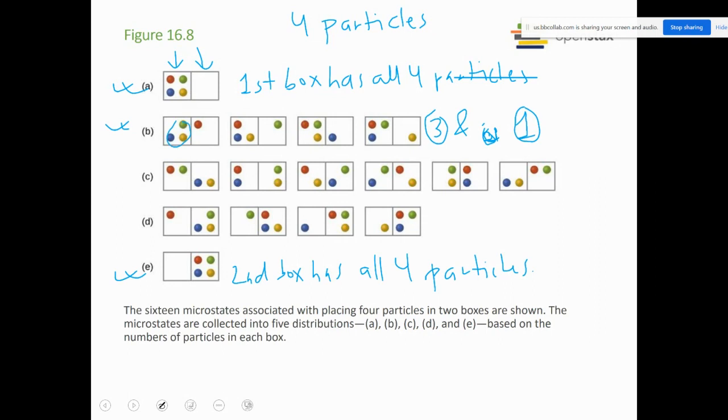Three particles in the first box, one particle in the second box. All right. Let's look at scenario number C.